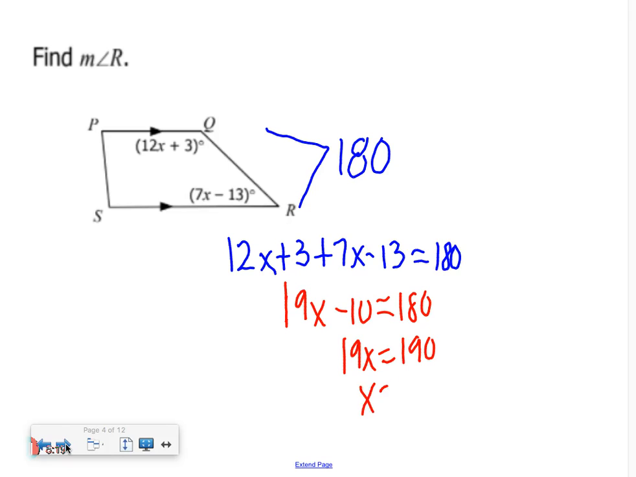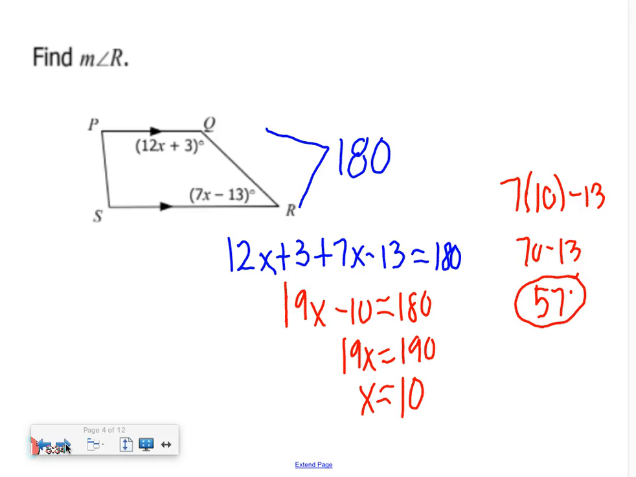What did you guys get for x? 10. Now plug back in to find the measure of angle R. 70. What's 70 minus 13, folks? 57. Nice work. Good job.